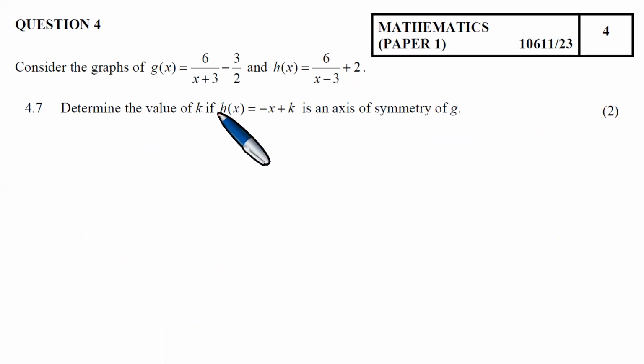Determine the value of k if h of x is an axis of symmetry. So if we're dealing with the axis of symmetry or the line of symmetry, we need to look at the fact that the axis of symmetry passes through.